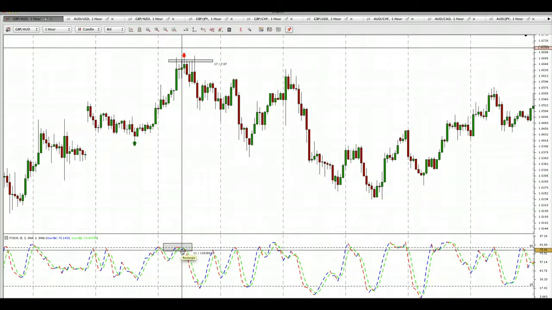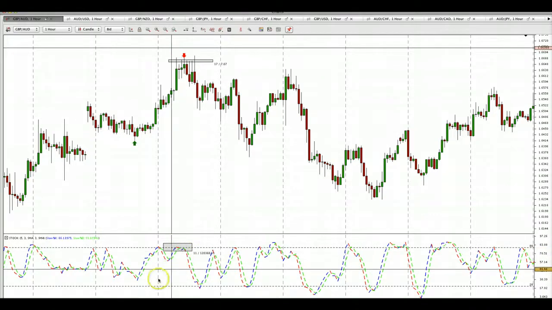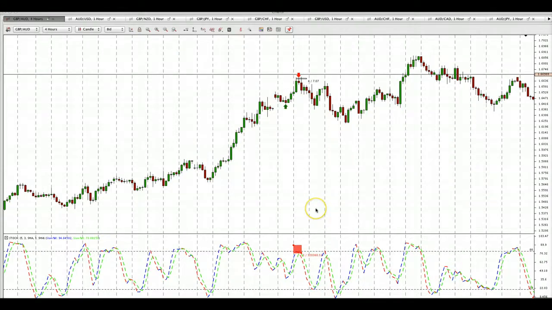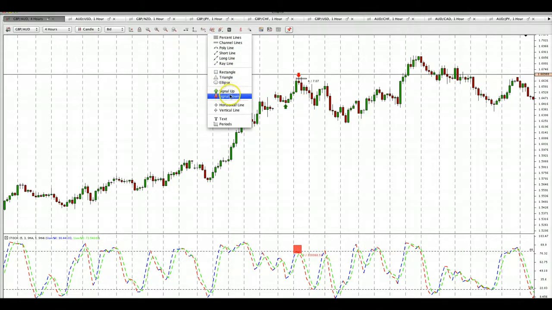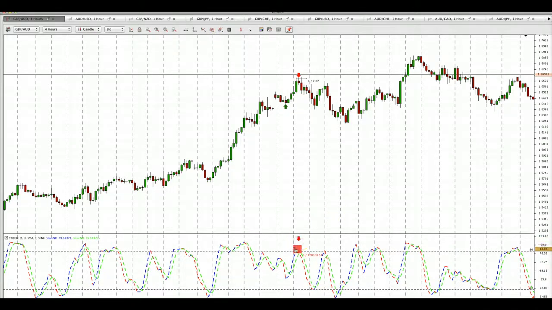Then the next thing I do is look at the 4 hour chart. And this is the 4 hour chart. Notice this is the level of resistance that we marked on the 1 hour chart. And the 4 hour chart stochastics indicator is also overbought. So when we have a stochastics indicator that is overbought on the 1 hour and 4 hour chart, then that becomes a very high probability trade setup.